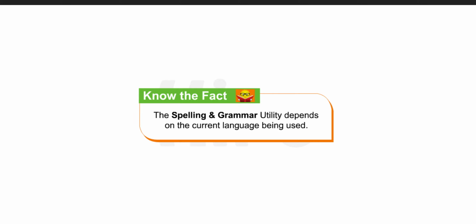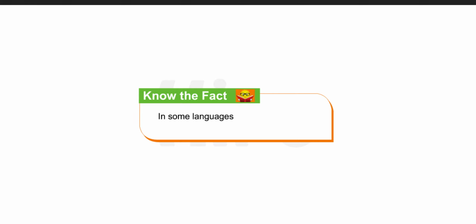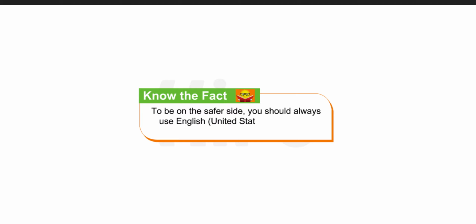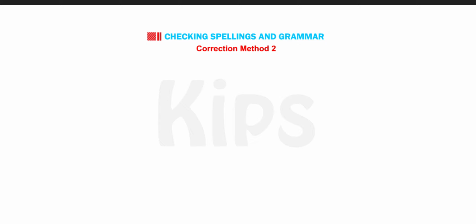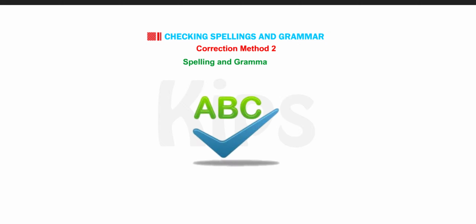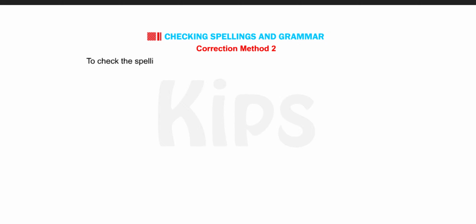The next fact: the Spelling and Grammar utility depends on the current language being used. Okay. In some languages, this feature does not work. To be on the safer side, you should always use English (United States) rather than English (India). Okay. Correction method 2: how to correct your sentence using the second method.